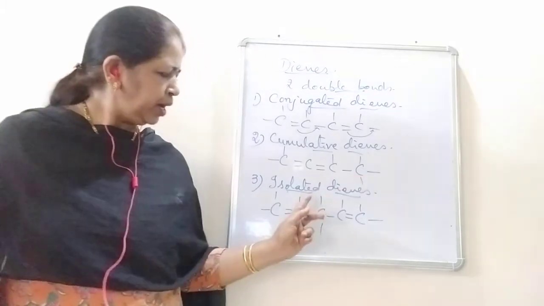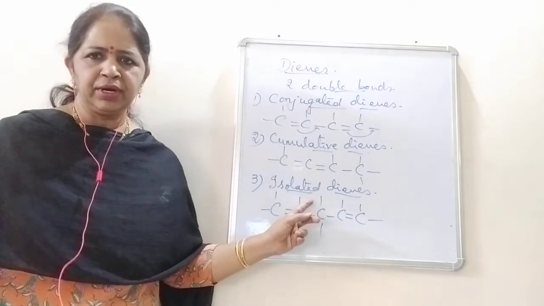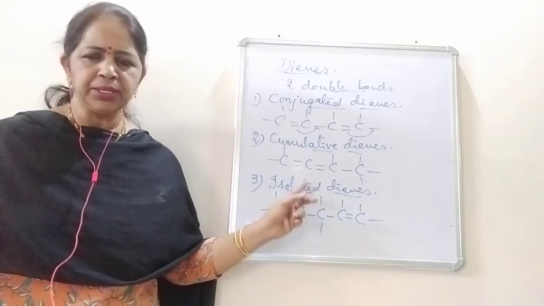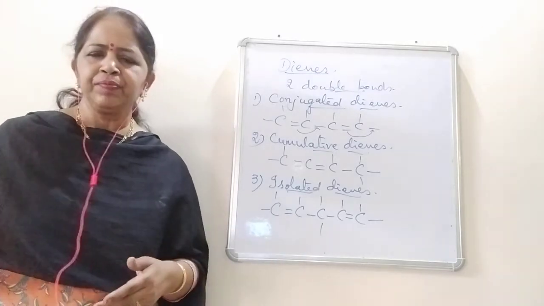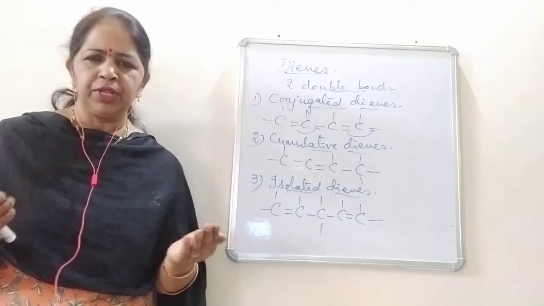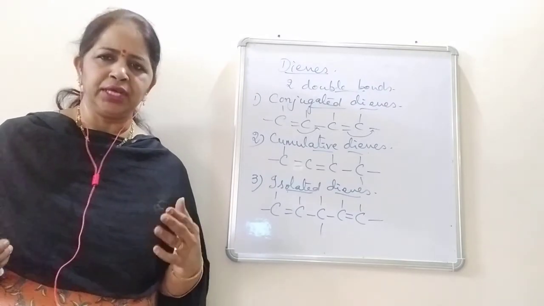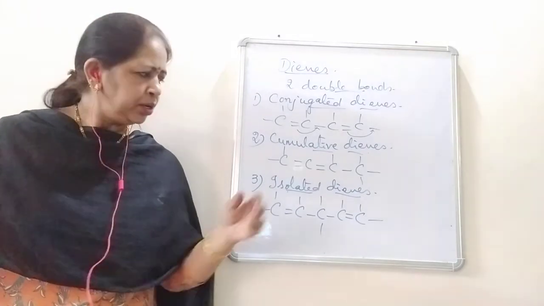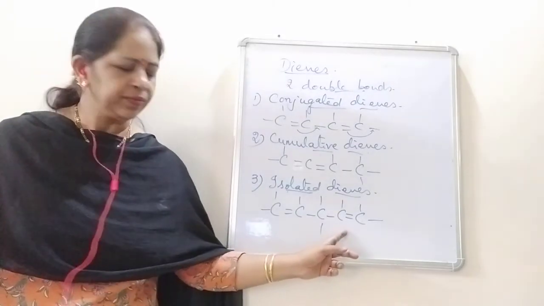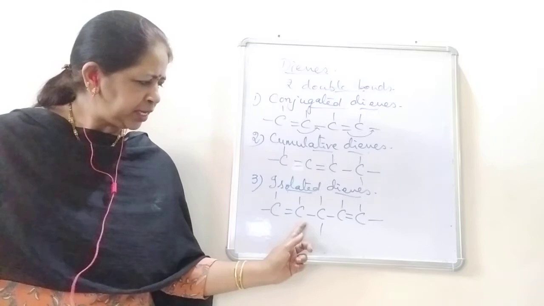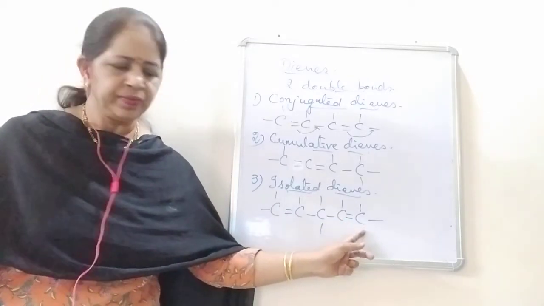Okay? And the third type of dienes are isolated dienes. Isolated dienes are the compounds in which the double bonds are present far away. That means the double bonds are separated by more than one single bond. To represent this, the minimum number of carbon atoms should be 5: C, double bond C, single bond C, single bond C and double bond C.